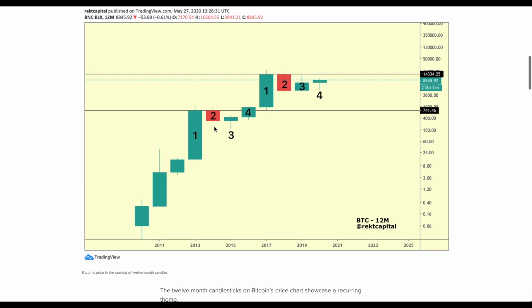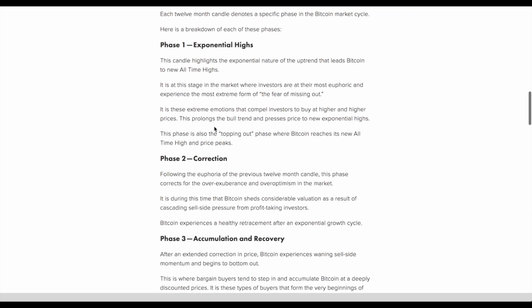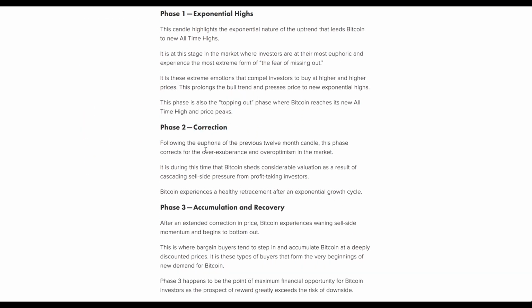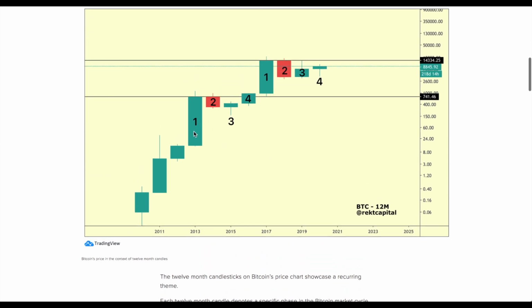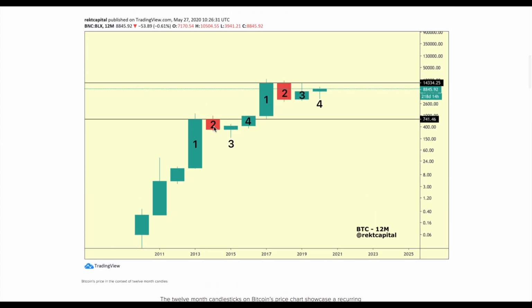And phase 2 essentially is where we see a corrective period. So phase 2 is the correction where we follow through from the euphoria of the previous 12-month candle, and of course we have that correction in the psychology, because even though we had previously a lot of buy-side pressure, a lot of euphoria and FOMO, this second phase is where it corrects for all of that over-exuberance, all of that over-optimism and overconfidence in the market, and we have a correction in the market psychology which brings things back to a stable sort of sense when it comes to price action.